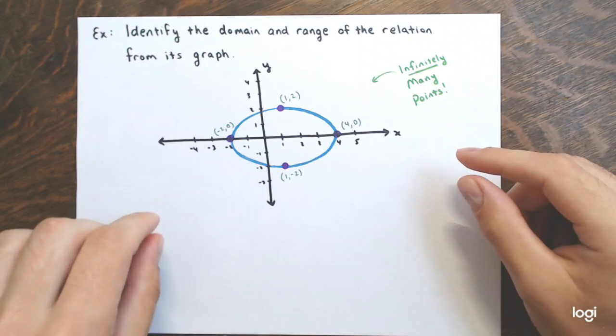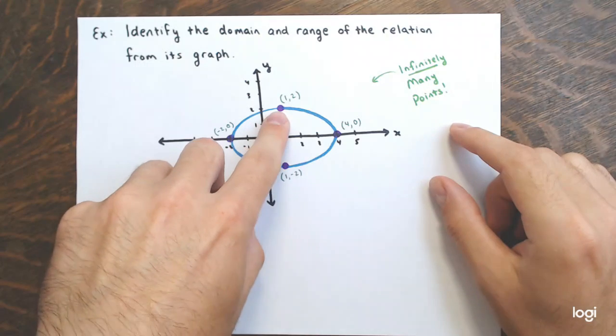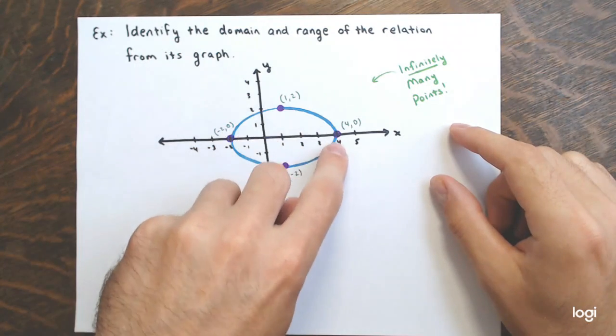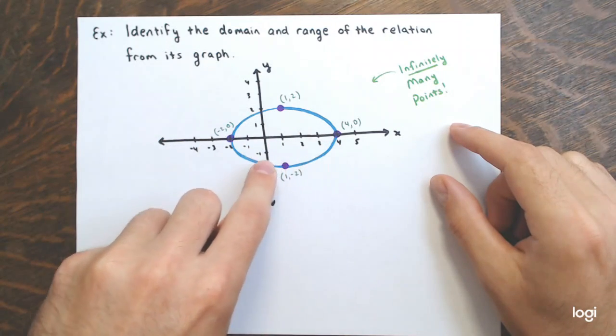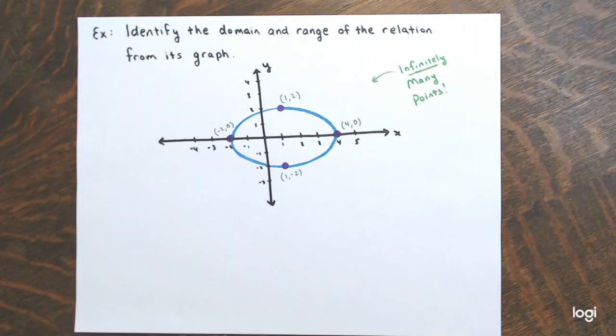If I was writing a set of ordered pairs, I'd put (-2, 0), (1, 2), (4, 0), (1, -2). But then what about all these other ones? Right? There's no way I can list all of these. There are too many to count. It's infinite. So I'm not going to write this as a set of ordered pairs.